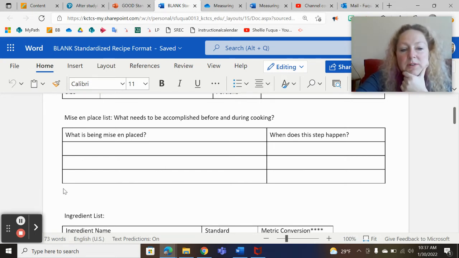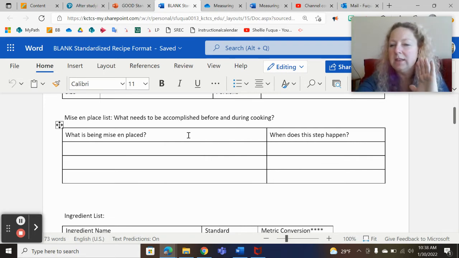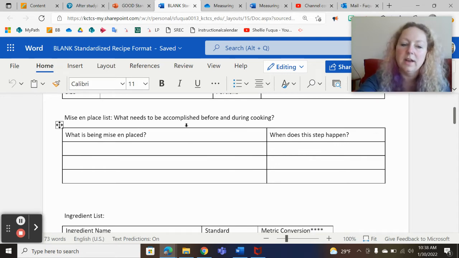So, when it comes to the mise en place, this is essentially for me. Sometimes there are things that need to be done beforehand, particularly done and then set to the side, like the melting of the butter and then cooling it. And this would be what that list would entail. So, what do you need to do at the onset, at the very beginning? What does your very beginning setup look like?